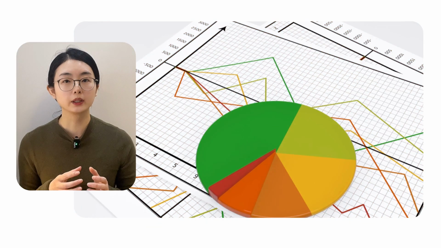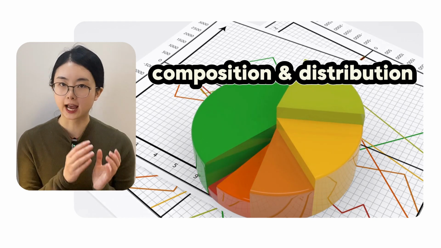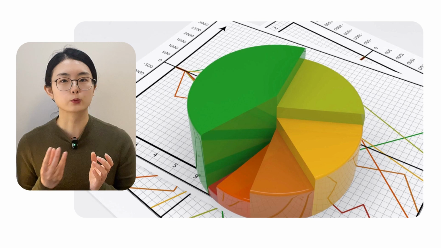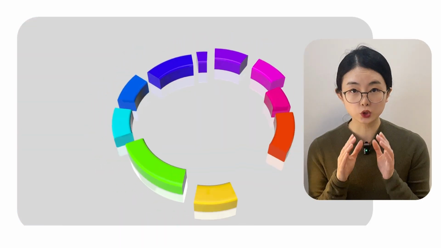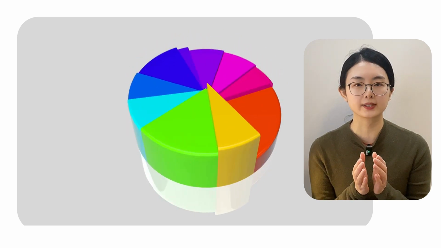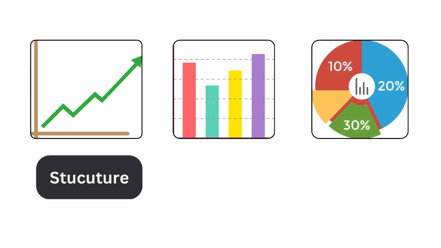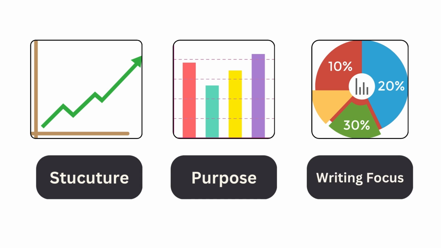Pie charts are commonly used to show the composition or distribution of a set of categories or data points relative to the whole. The most distinctive feature of a pie chart is its circular shape, which represents a complete data set. Now let's compare line graph, bar chart, and pie chart from three key aspects: structure, purpose, and writing focus. This comparison will clarify the differences between these chart types and guide you on what to focus on when describing them.